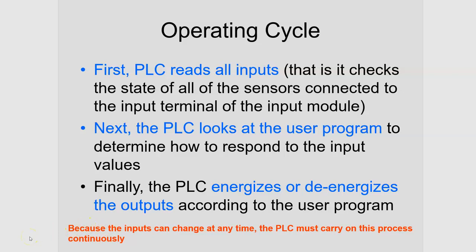So if I use the examine if closed instruction, it's looking for a 1 at a particular bit position. If it sees a 1, it's true. If it sees a 0, it's false. Whereas the examine if open does the opposite. It's looking for a 0, and if it sees a 0, it's true. If it sees a 1, it's false.